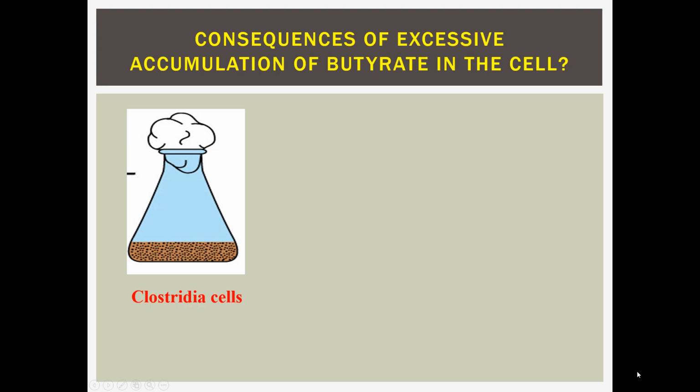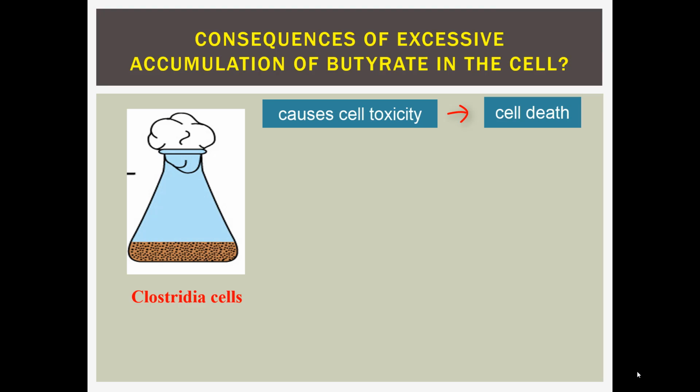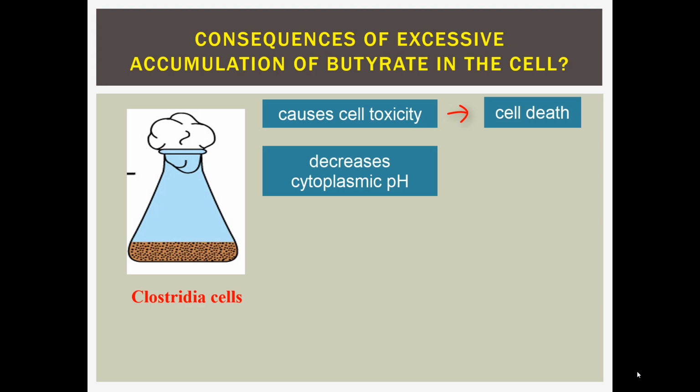So what are the consequences of excessive accumulation of butyric acid in the cell? Excessive accumulation of butyric acid causes toxicity due to the fact that the undissociated form of the acid is lipophilic, which can enter the cell and cause cell death. Butyric acid accumulation decreases cytoplasmic pH. Recall that cytoplasmic pH is about 7.8. So when butyric acid accumulates in the culture media, the cytoplasmic pH will shift to acidic.